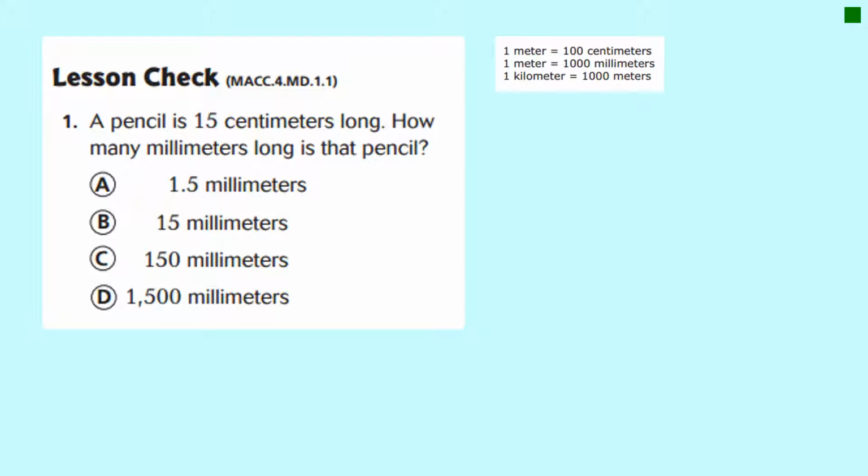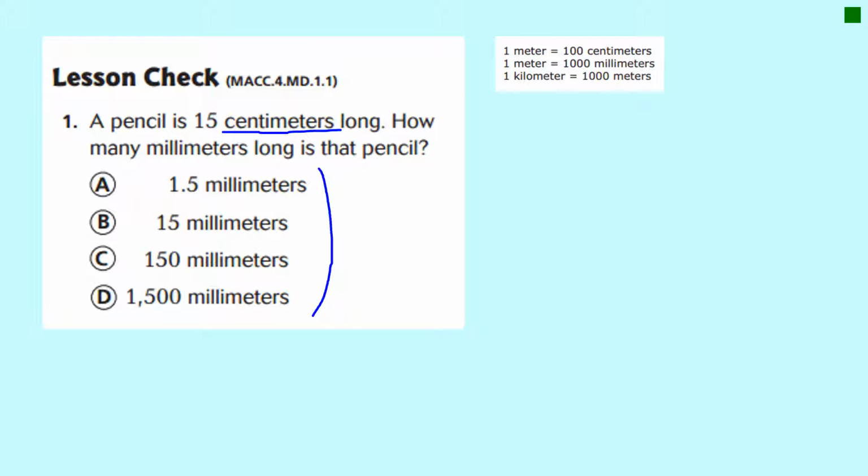All right, now we're on the back of the page, the lesson check. Now, guys, I'm just looking at this. They are really trying to get you here with these answers, aren't they? It's definitely a 1 and a 5, and it's definitely millimeters. Let's read the question. A pencil is 15 centimeters long. How many millimeters long is that pencil?